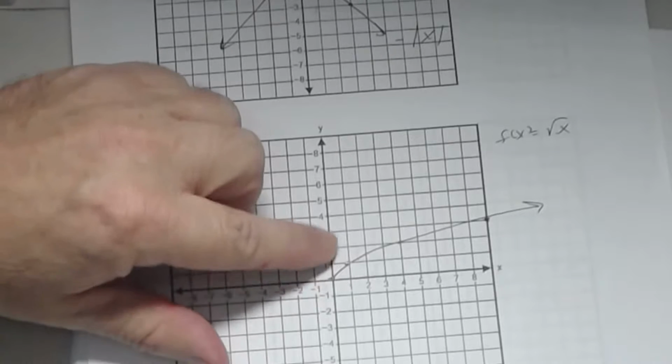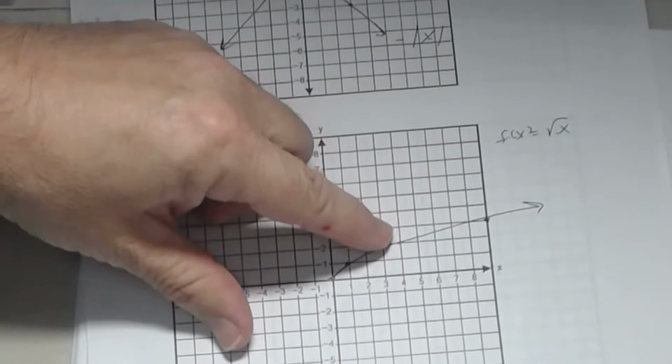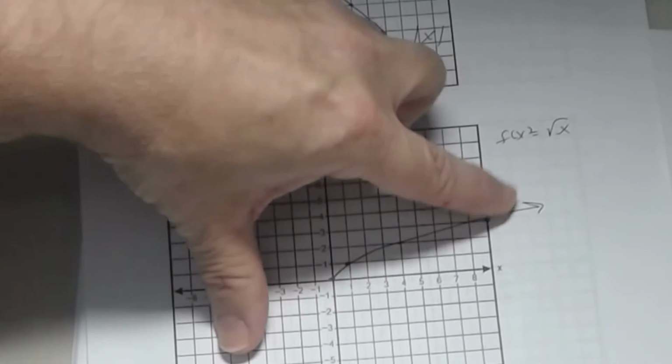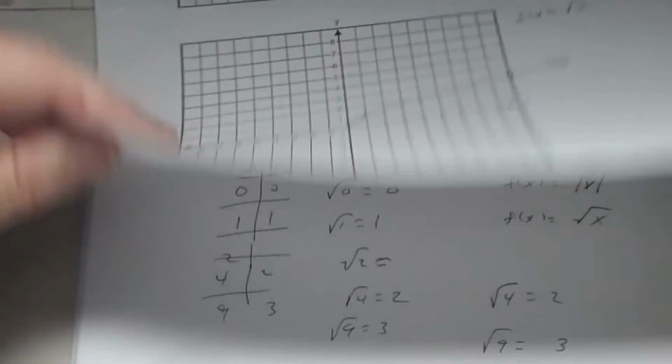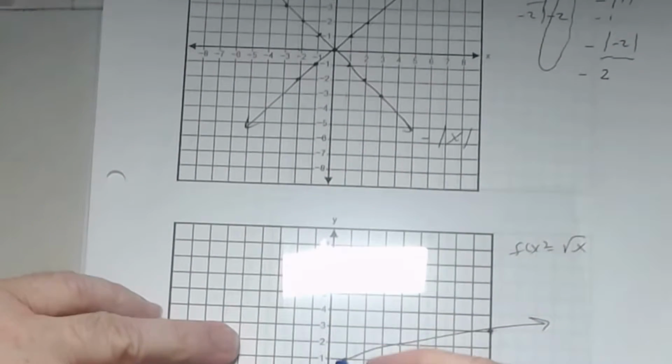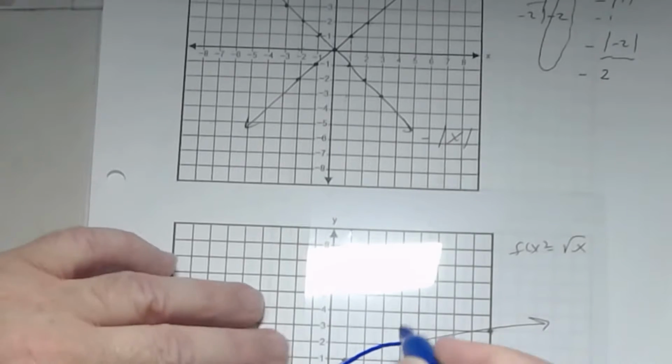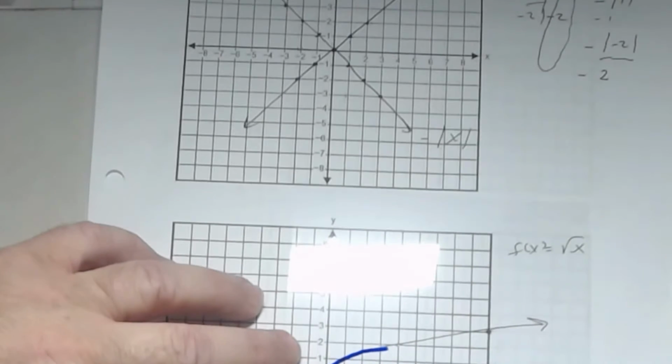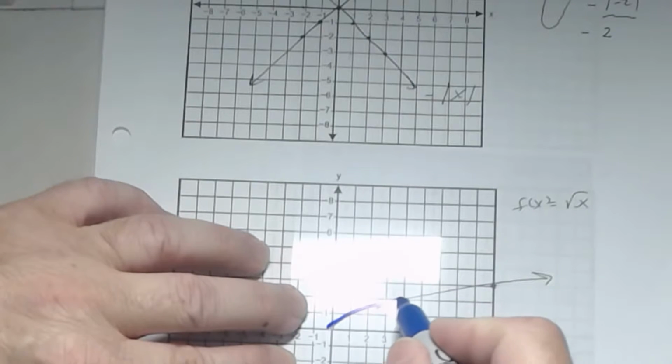Let me quickly go back. I lost something on there. When you started graphing it, I didn't understand it. I plotted the points 1, 1; 0, 0; 4, 2; 9, 3, and I just connected them. 0, 0 is your endpoint because the smallest number I can use for x is 0. That's your endpoint. Then we're going to talk about shifting.